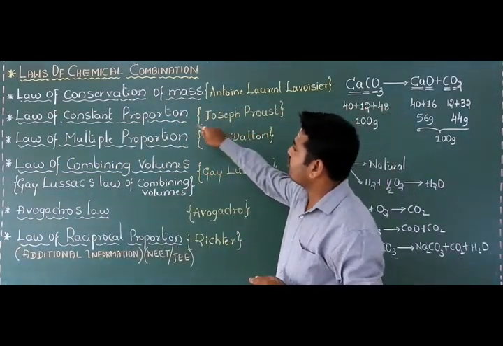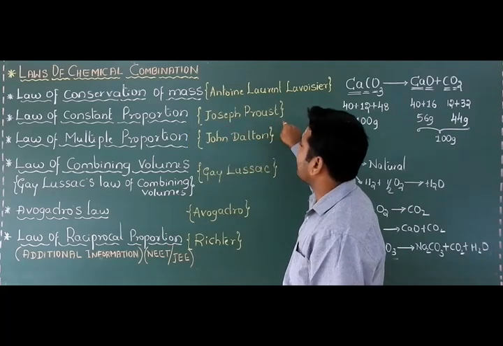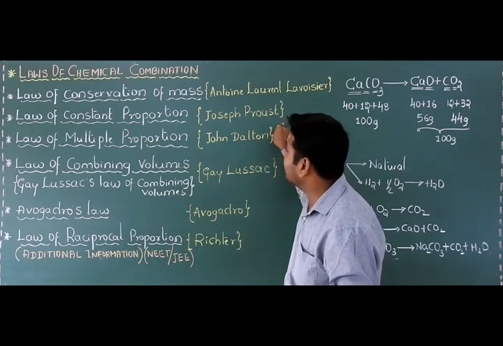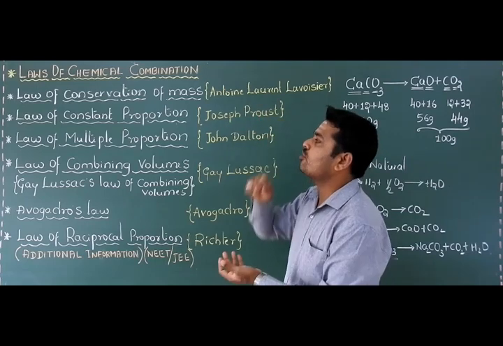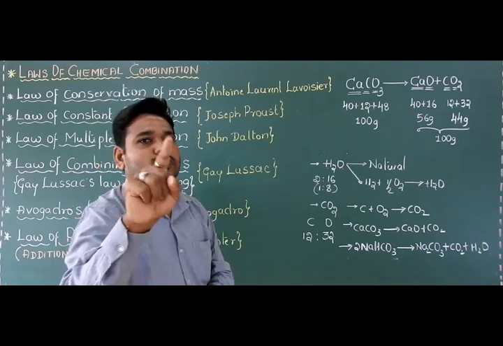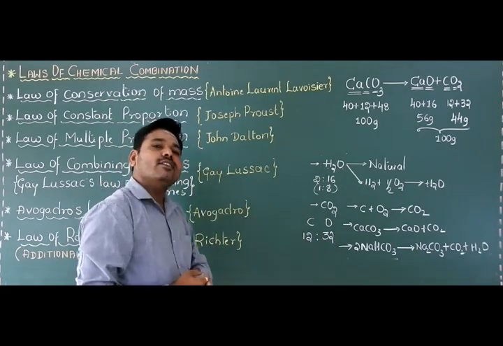And this law of constant proportion was given by the scientist called Joseph Proust. The previous law was given by Antoine Laurent Lavoisier, whereas the law of constant proportion was given by the scientist called Joseph Proust.